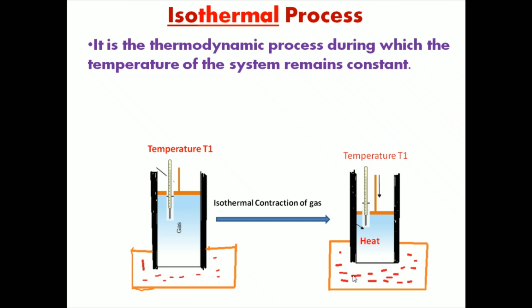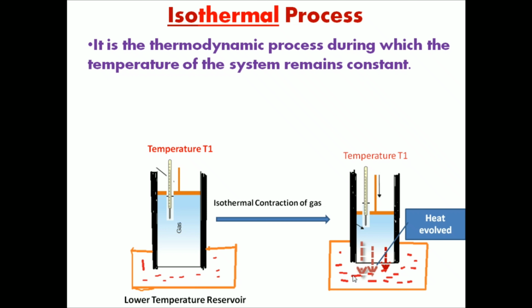So what will we do to keep the temperature constant? We keep the system in a lower temperature reservoir, a place whose temperature is lower than that of the system. Then whatever heat is liberated during the contraction process is given out to that reservoir to keep the temperature constant. And so here the temperature of the system is maintained constant. This is an example of an isothermal process.